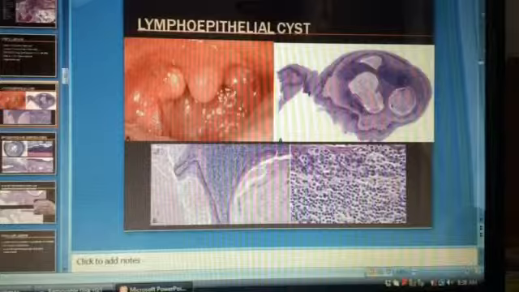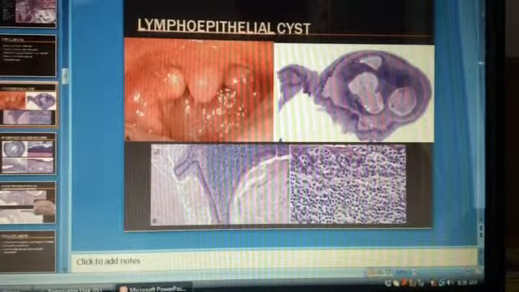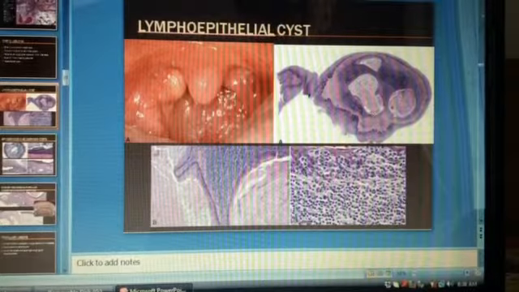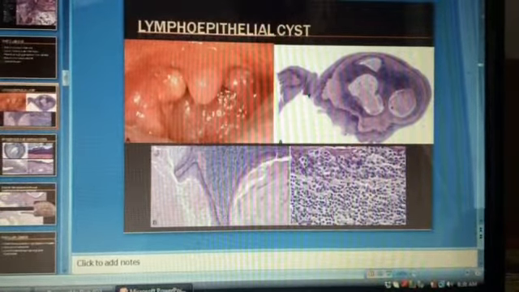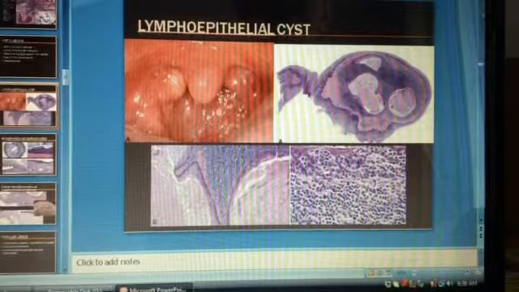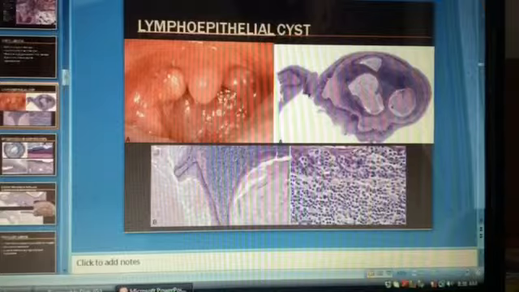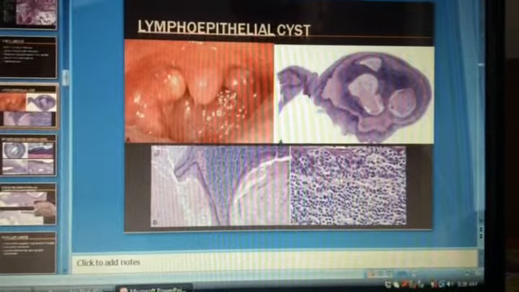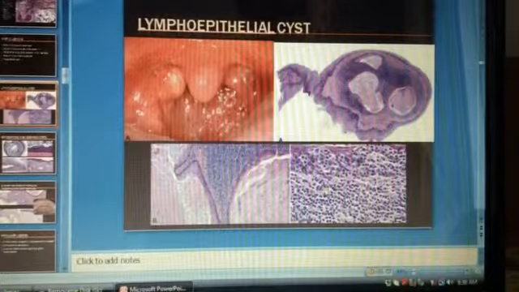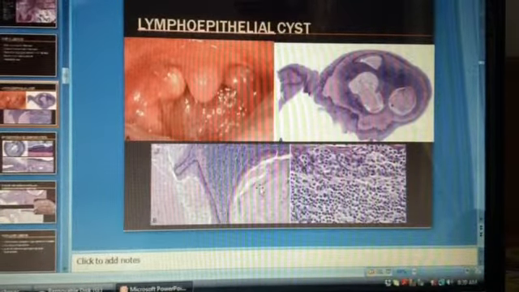So the epiglottis, the tonsils, this type of area will present us with these dilated spaces filled with slightly keratinized material and surrounded by a dense lymphoid cuff, as you see here, much as a tonsillar type of tissue might be expected to have. How do we distinguish this from a dilated crypt? There really isn't too much difference.